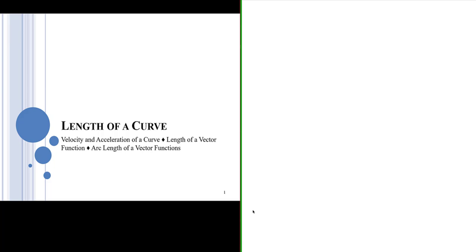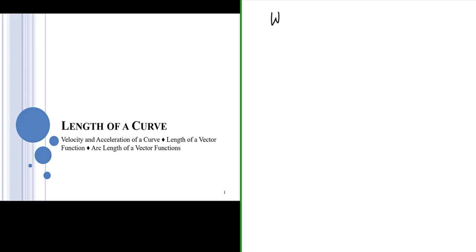Today we're going to talk about the length of a curve described by a vector function. In talking about the length of a curve, it'll be important for us to briefly revisit and define what is meant by the velocity and acceleration of a curve. Once we have that understanding, we can then talk about the length of a vector function along the curve. And finally, we'll be able to discuss the arc length function and use it in order to find the arc length between 2 points on a curve.